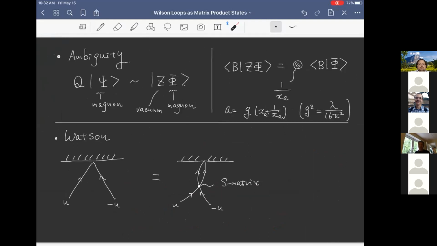Okay, so in order to use the symmetry analysis, there was a technical ambiguity, which is related to what people call Z markers.